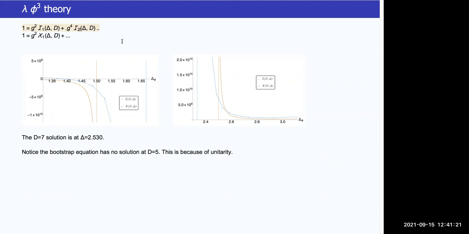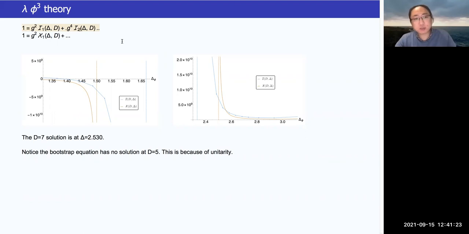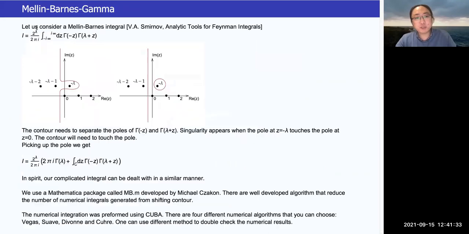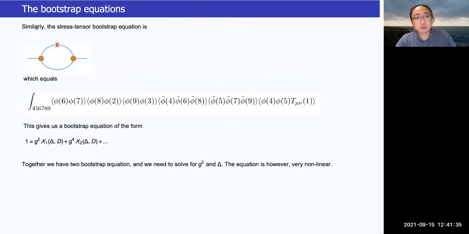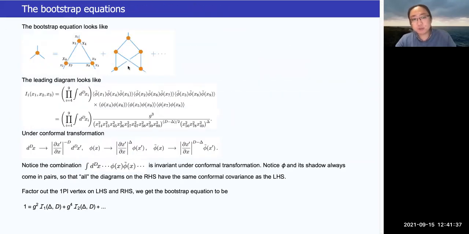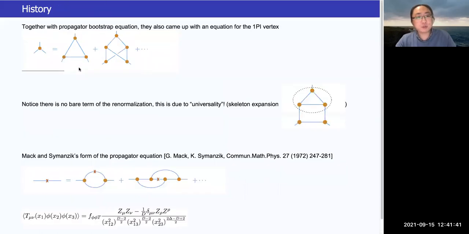Is that right? No, they shouldn't become the same, because we are trying to solve for 2 variables. One variable is delta, another variable is g squared, essentially. You need 2 equations. And these 2 equations come from 2 different places. One is from this diagram, the renormalization of the vertices. And another from the renormalization of the stress tensor 3-point function, essentially. So they are different.